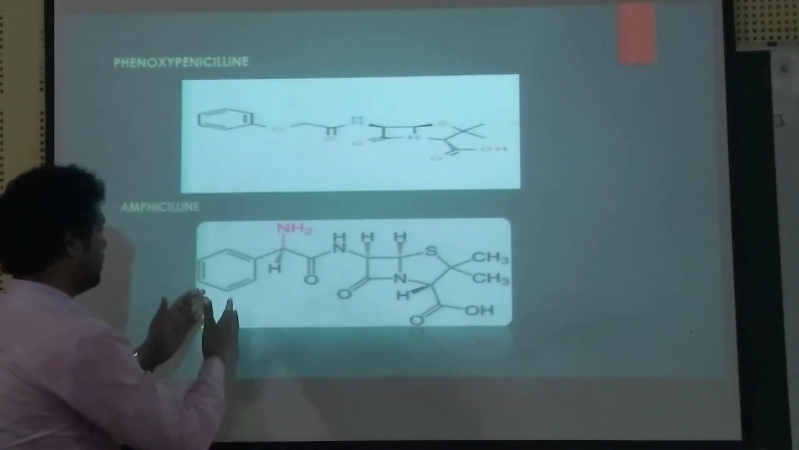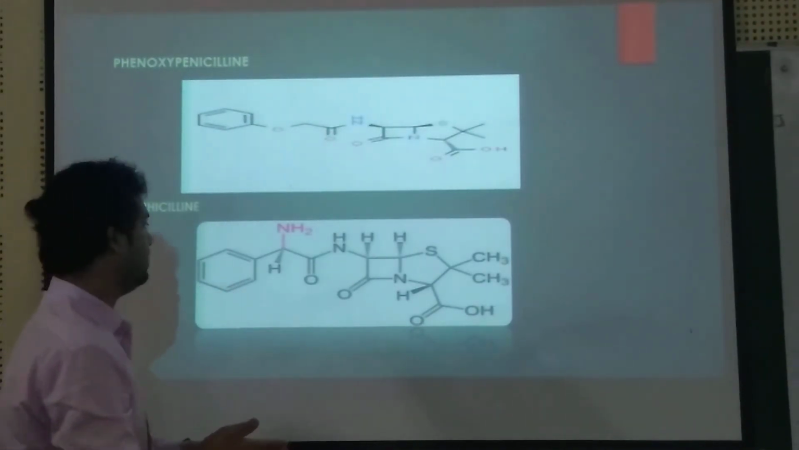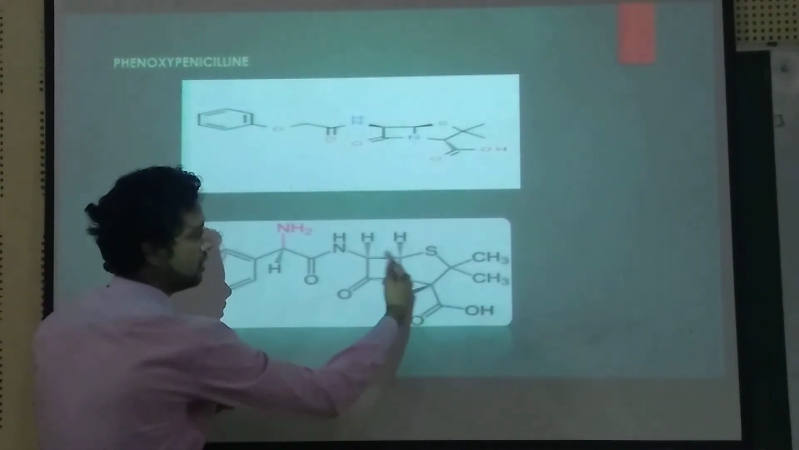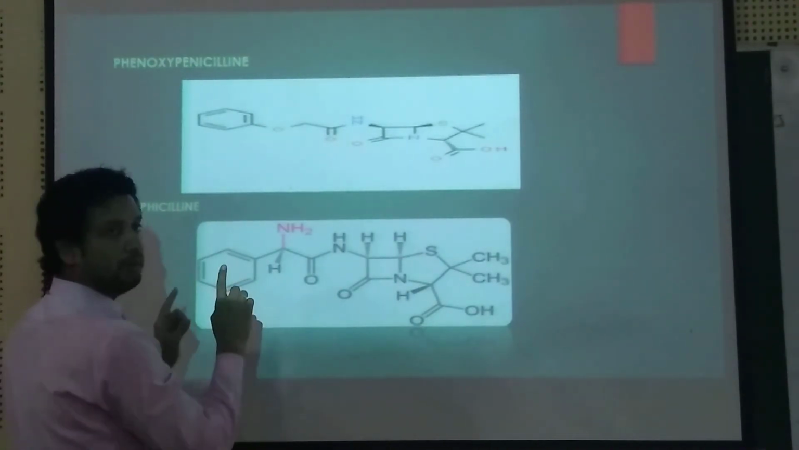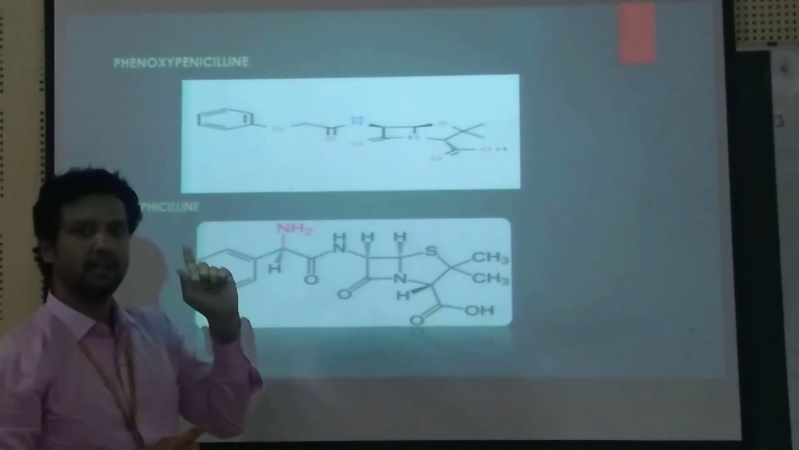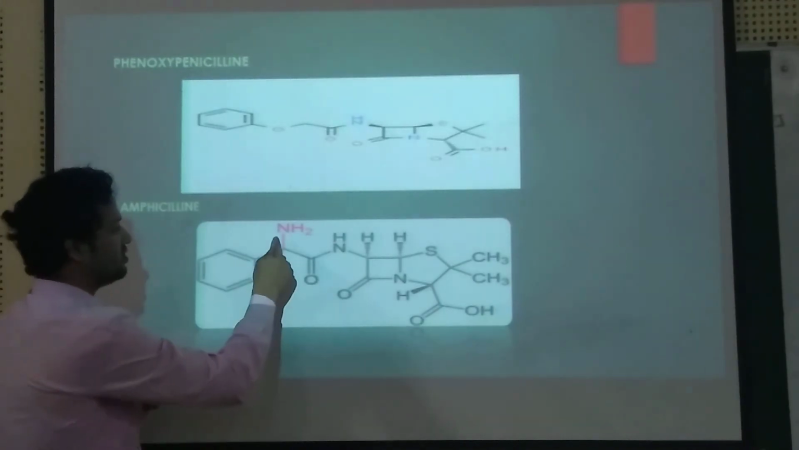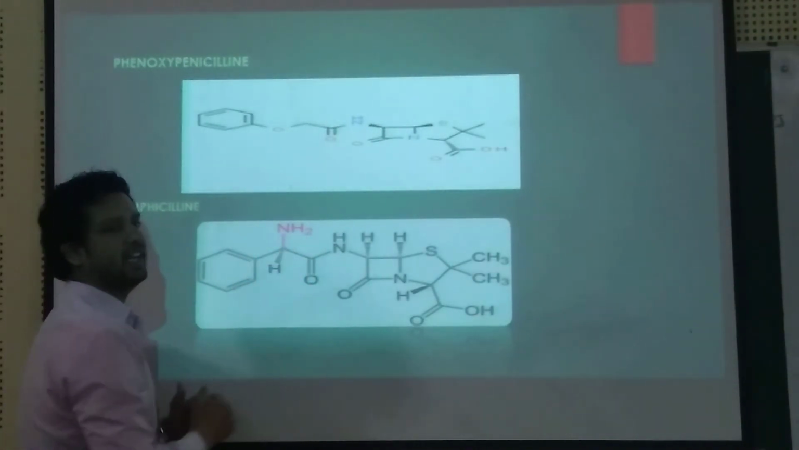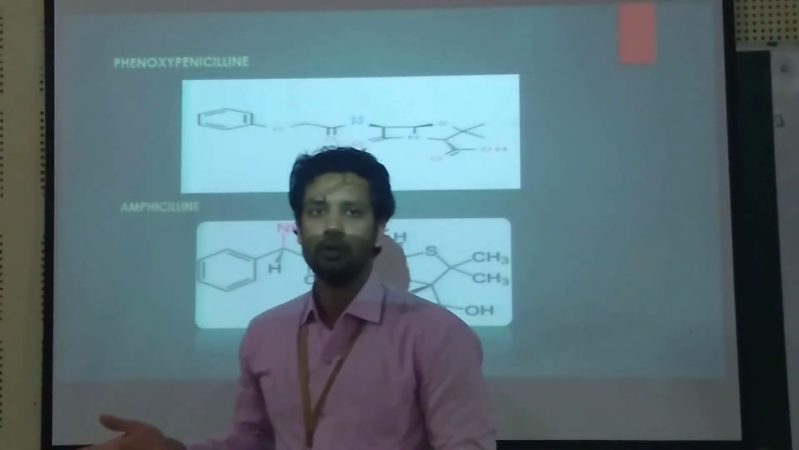What did we change in ampicillin? The entire structure is also the same. What we changed, comparing benzyl penicillin and ampicillin, is that we changed a hydrogen to an NH2 group, and it converted into ampicillin.